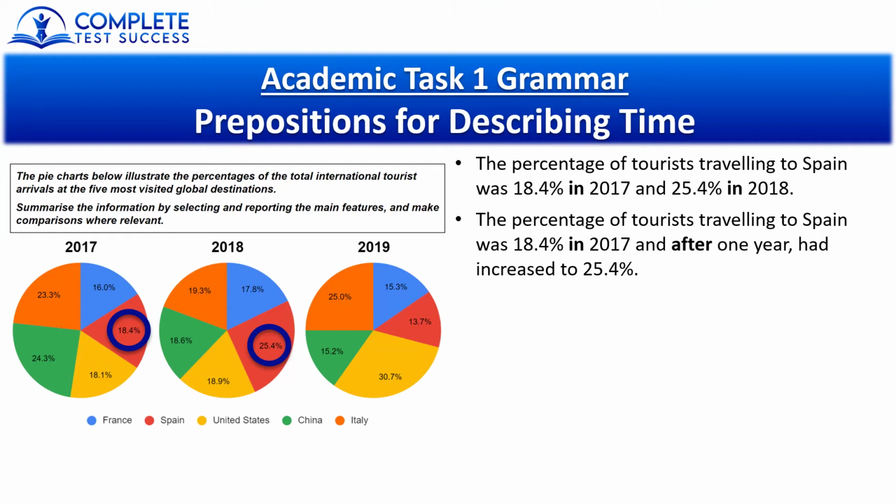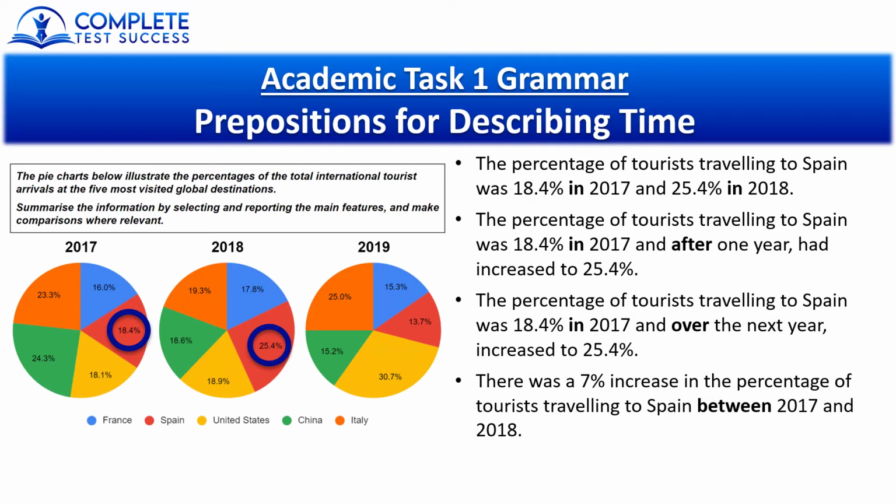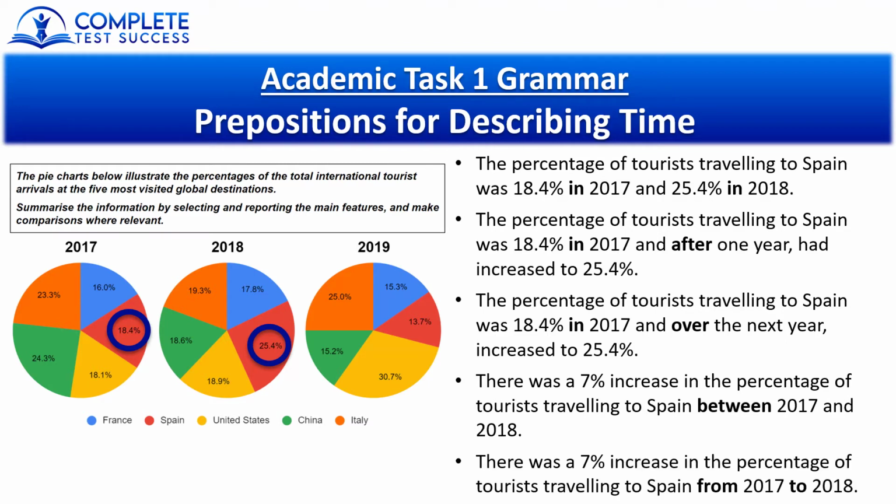Alternatively, the percentage of tourists travelling to Spain was 18.4% in 2017 and after 1 year had increased to 25.4%. The percentage of tourists travelling to Spain was 18.4% in 2017 and over the next year increased to 25.4%. There was a 7% increase in the percentage of tourists travelling to Spain between 2017 and 2018. There was a 7% increase in the percentage of tourists travelling to Spain from 2017 to 2018.